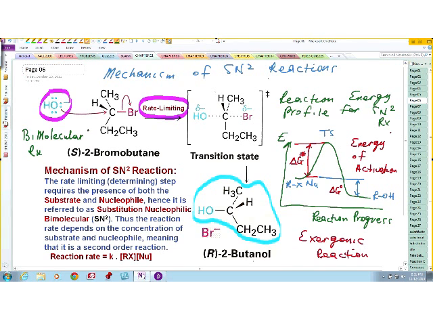It is a substitution reaction. It is also a nucleophilic reaction because it involves a nucleophile. So that is why you have the S and then the N for nucleophilic. And then the two simply tells us that at the rate limiting step, both the nucleophile and the substrate must be present.